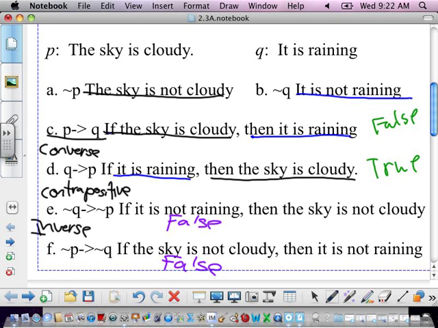So I hear a lot of mumbling, which usually means somebody's confused. What are we confused about? I said E, so I thought you meant E. Oh, okay. If the sky is not cloudy, then it isn't raining.